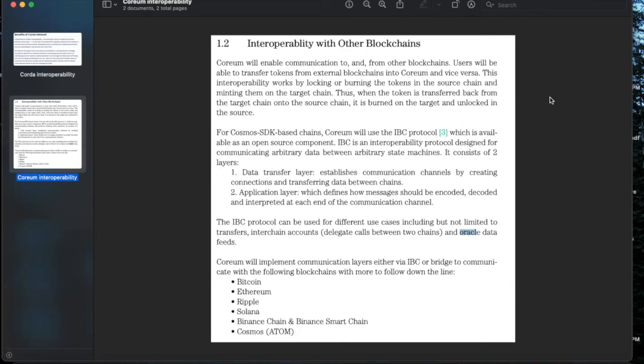A data transfer layer, which establishes communication channels by creating connectors and transferring data between chains, and then the application layer, which defines how messages should be encoded, decoded, and interpreted at the end of each communication channel. The IBC protocol can be used for different use cases, including but not limited to transfers, interchain accounts, delegate calls between two chains, and oracle data feeds.